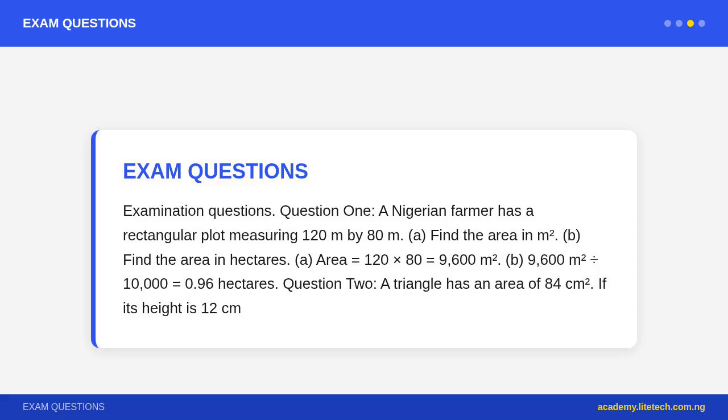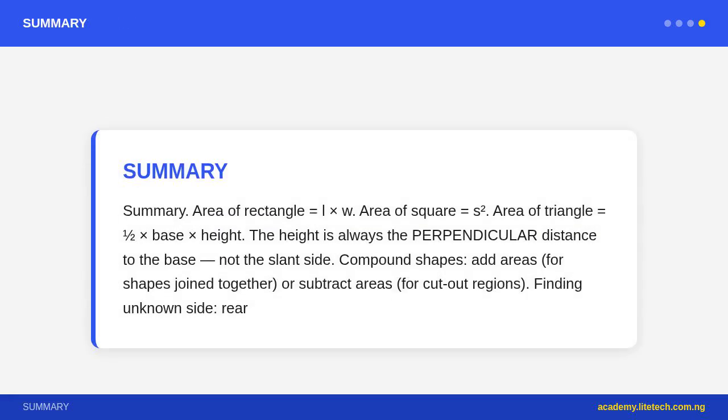Question 2. A triangle has an area of 84 square centimeters. If its height is 12 centimeters, find the base. Area equals 1/2 times B times H, 84 equals 1/2 times B times 12, 84 equals 6B. B equals 14 centimeters.